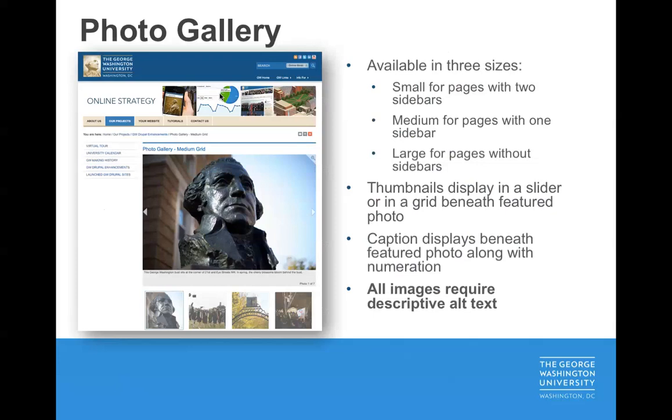Any caption that you put on any of your photos will display beneath the featured photo, as well as some numeration. So you can kind of see there, it says photo 1 of 7. That lets you know there's 7 photos total in this gallery. And then again, all photos do require descriptive alt text so that we are in compliance with web accessibility standards.